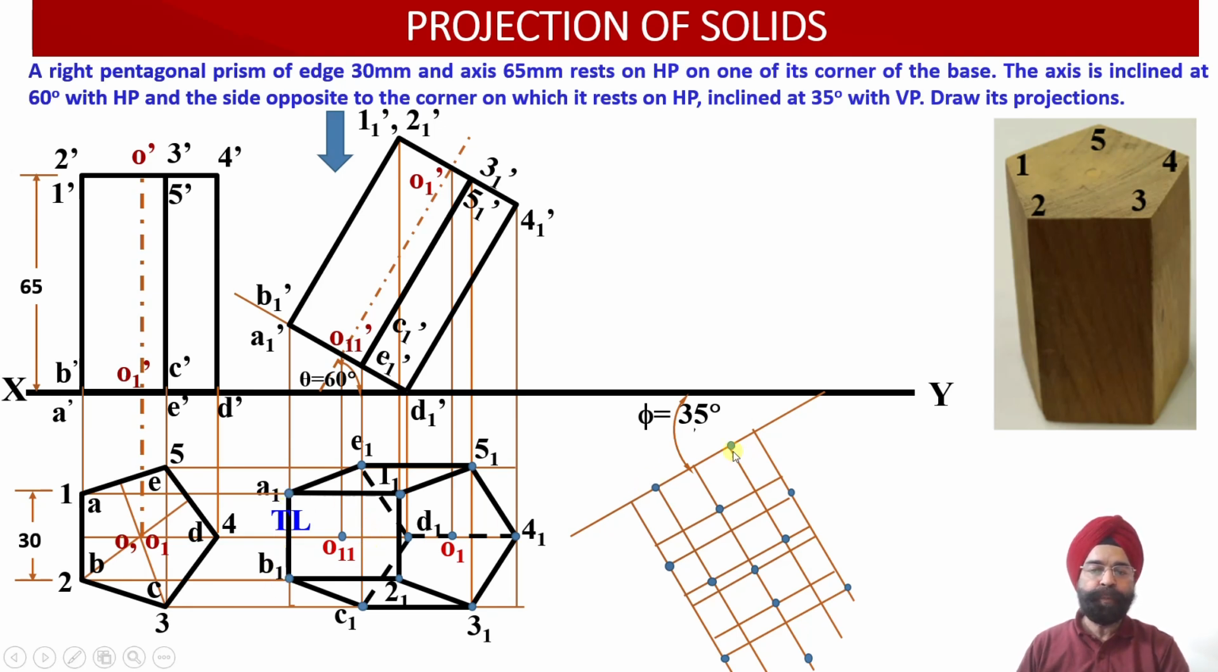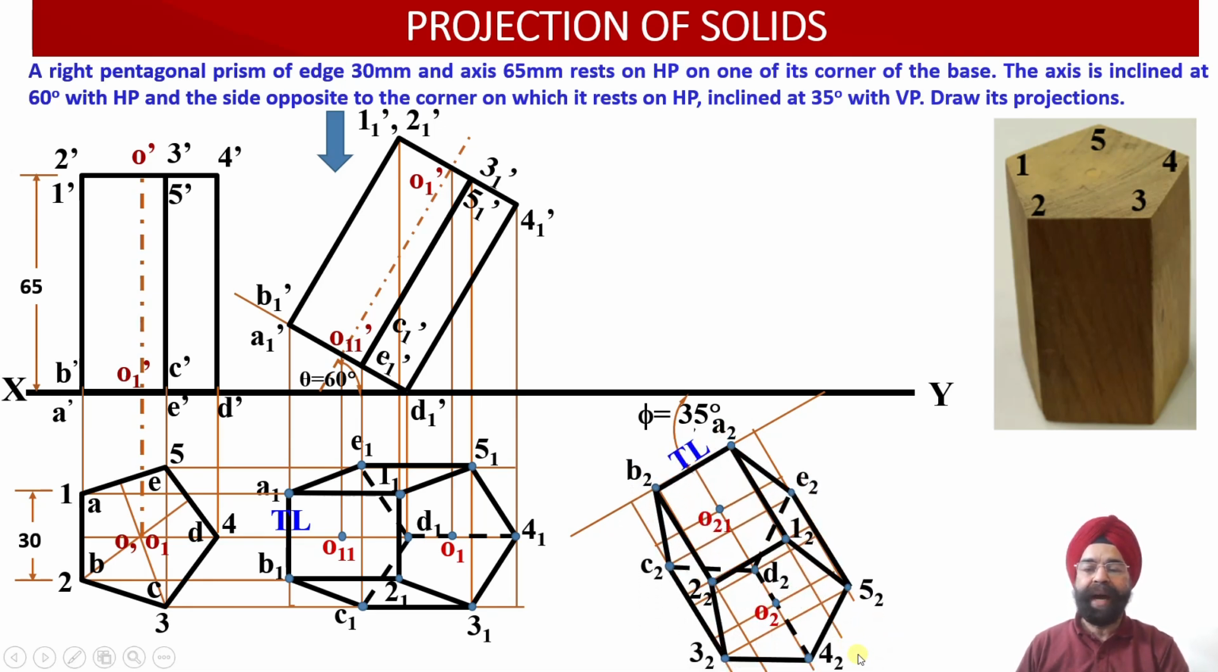A1, B1: this point will be A2, B2. This point is O11, this point will be O21. This point is E1 and C1, this point will be E2 and C2. This point is 1,1 and 2,1, so this point will be 1,2 and 2,2. This point is D1, this point is D2 over here. This point is O1, this point will be O2. This point is 5,1 and 3,1; here you have points 5,2 and 3,2. And finally here you have the point 4,1, and this point will be 4,2.